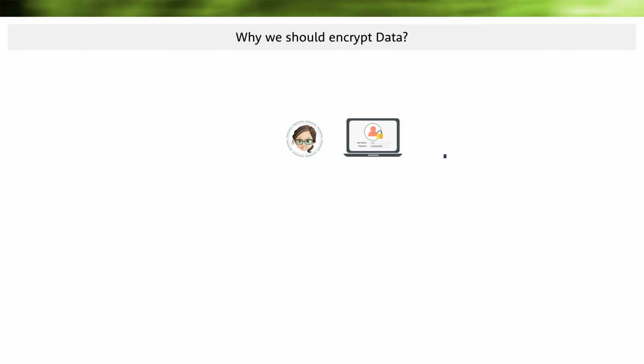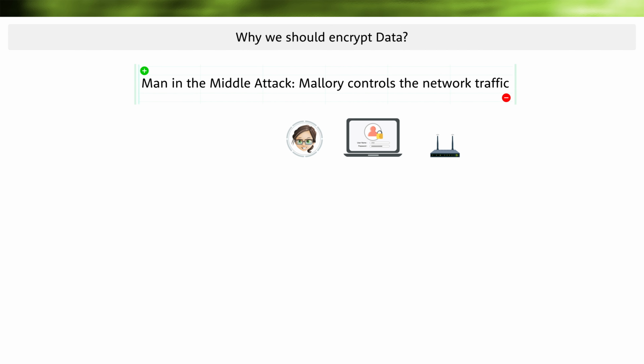Let's look at another scenario. Alice works a lot from home and uses a router to communicate on the internet. Using wireless LAN, she can send emails from anywhere with her notebook, for example. What happens now if Mallory can listen to or even control Alice's communication? In the simplest case, Mallory can do this if the wireless LAN is not encrypted.